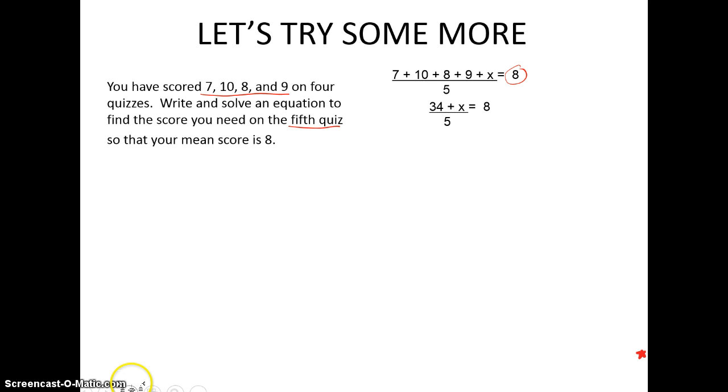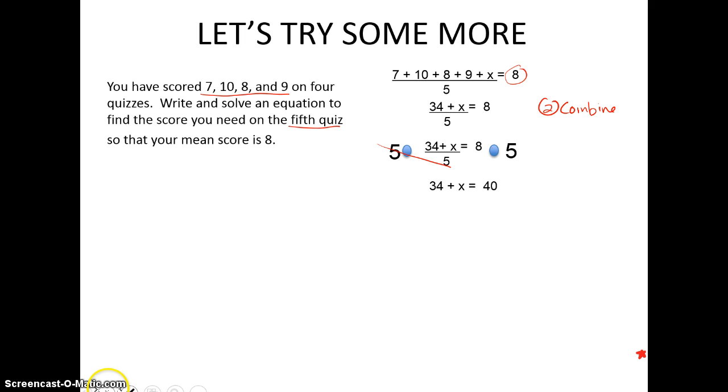I need to combine my like terms now. That's step 2. I'm combining all my data points, add it up to 34, but I still have that unknown. I had 5 quizzes, so I'm still dividing by 5. Well, the opposite of dividing by 5 is multiplying by 5. That's my big old multiplication sign right there. So what I do to one side, I do to the other. Those go away. I multiply, and 34 plus x is going to equal 40.